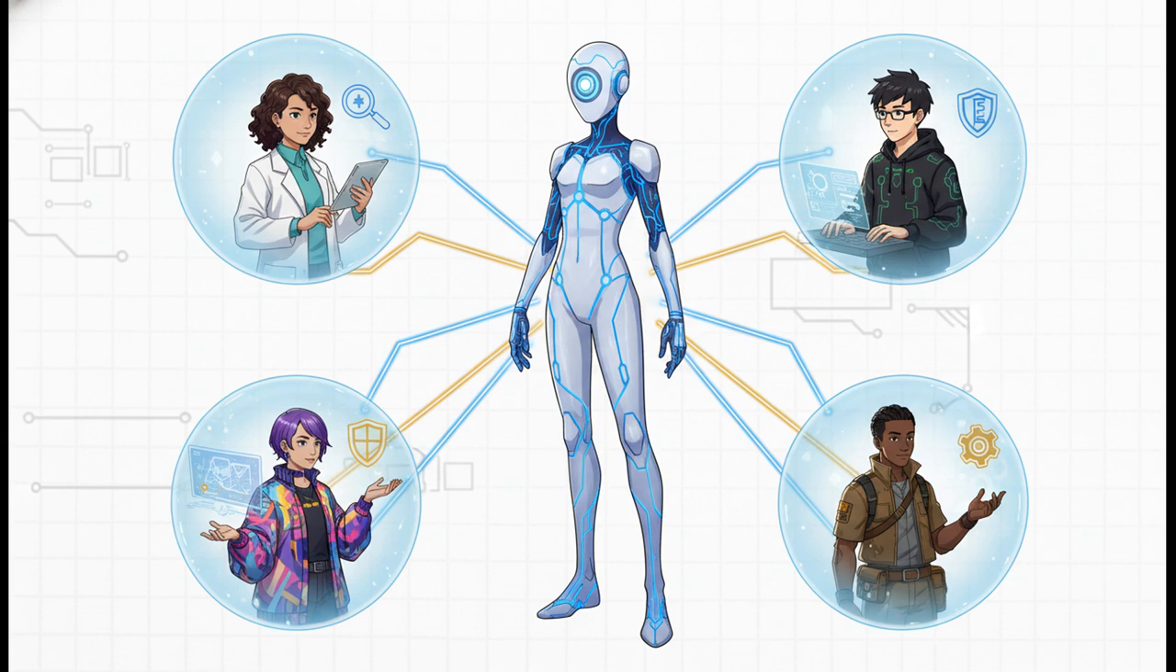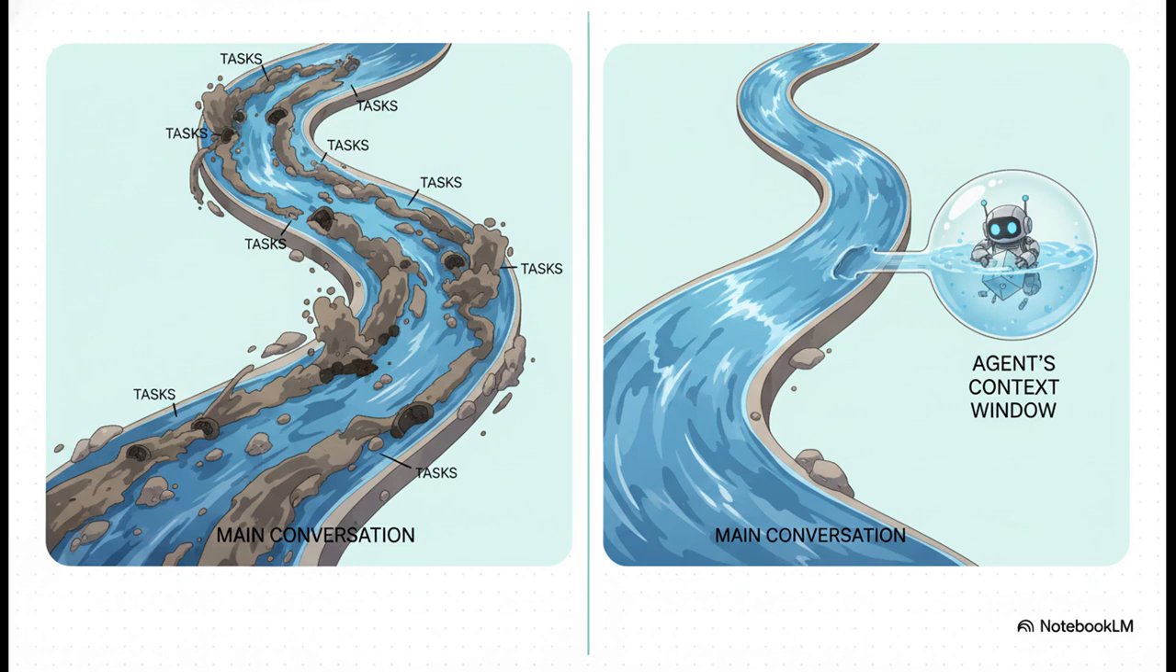You know that feeling when your AI just gets confused? That's context pollution, and this slide shows you exactly how agents fix that. Without them, every little thing you do, every search, every edit, it just clogs up your main conversation. But with agents, the main AI just says, hey, go do this. The agent spins up in a fresh, clean workspace, does its job, and your main conversation stays totally protected. It's a lifesaver for complex projects.